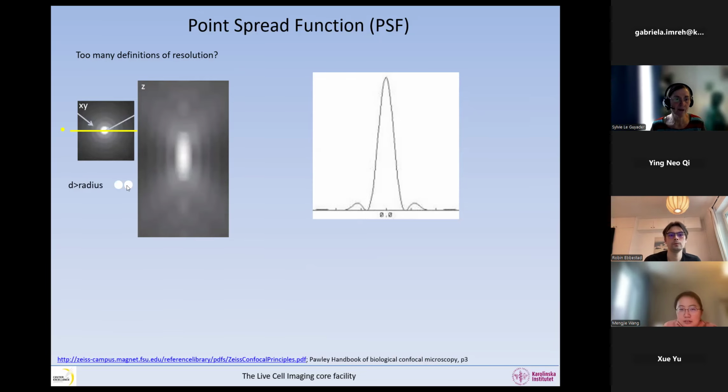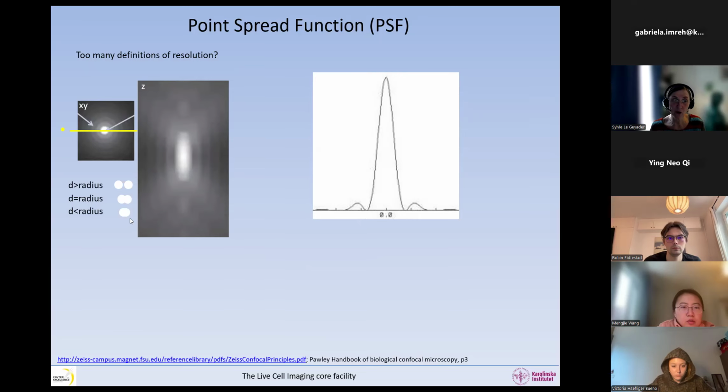So if the two fluorophores in our sample are at a distance that is more than one radius of the point spread function, we can resolve them. If they are at one radius, we can still resolve them. But if they are closer, we cannot resolve them. Okay, so here is the diameter of the main blob, and here is the radius of the main blob. So this is the optical resolution.